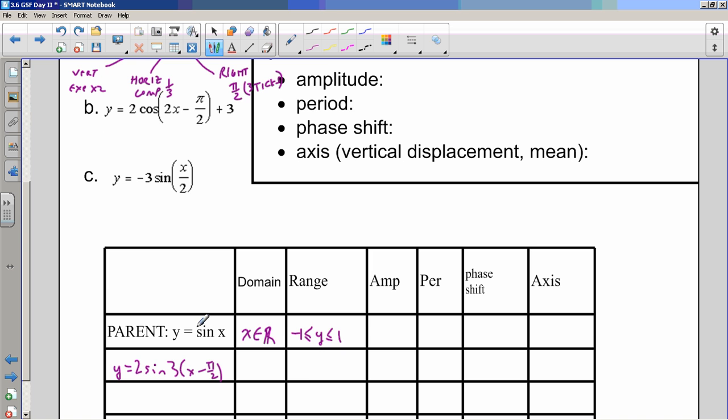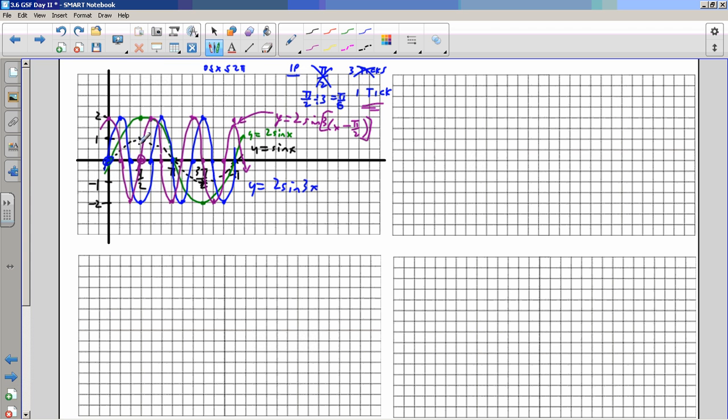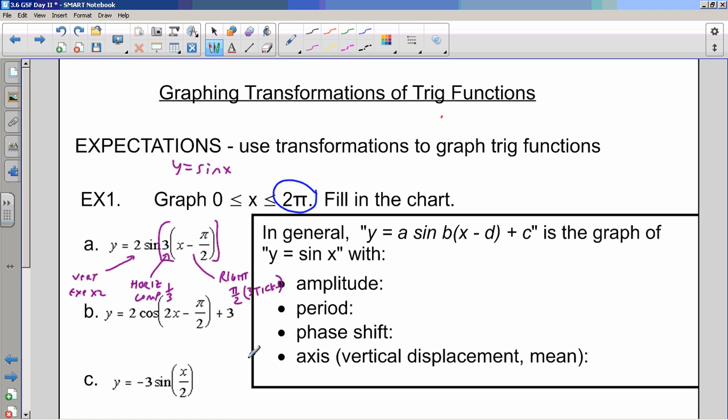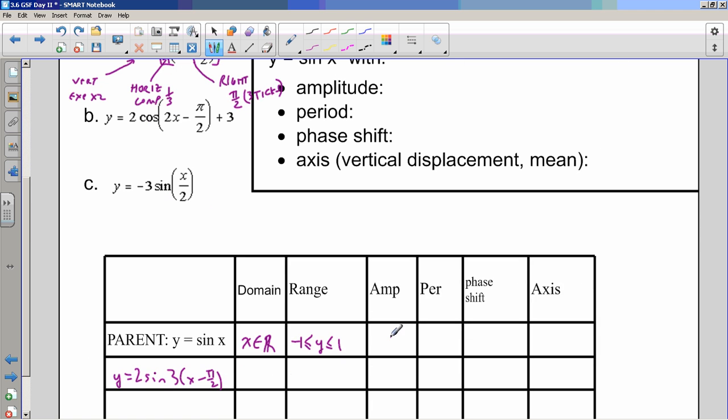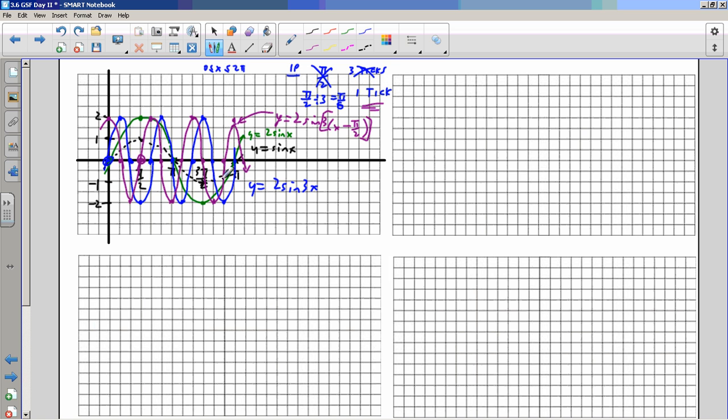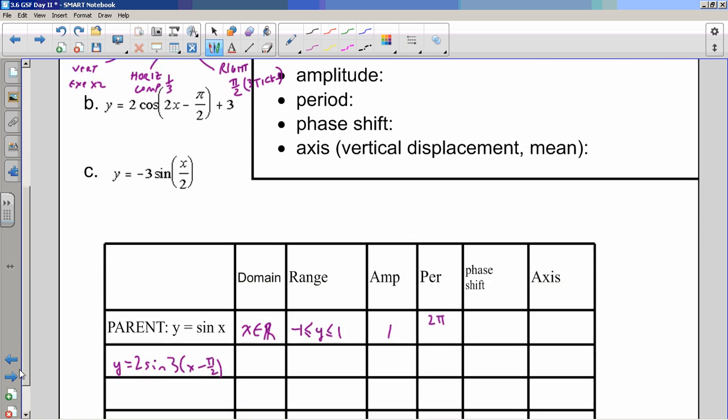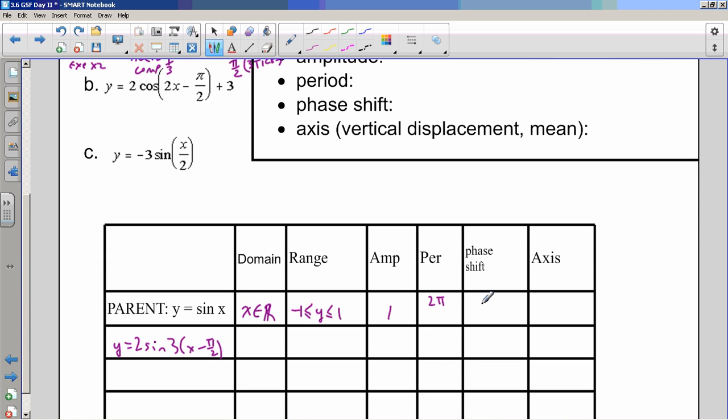The amplitude of the original one was just the height of one bump, right? And before I stretched it, it was just 1. The period was 2 pi, right, which is the length of independent axis before it starts repeating itself, and it was 2 pi. 360 last year, but 2 pi this year. The phase shift of the original was 0. Right? I hadn't moved it left or right, and the axis was y equals 0.